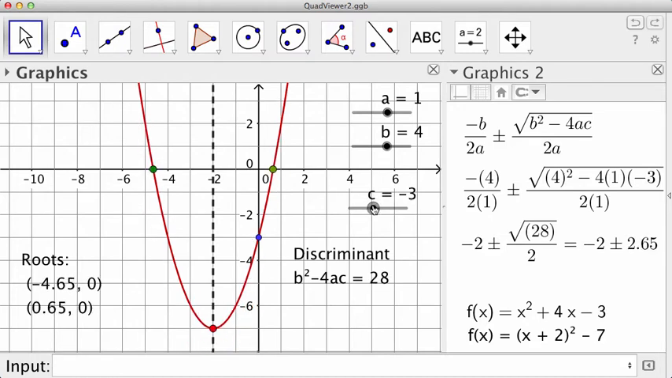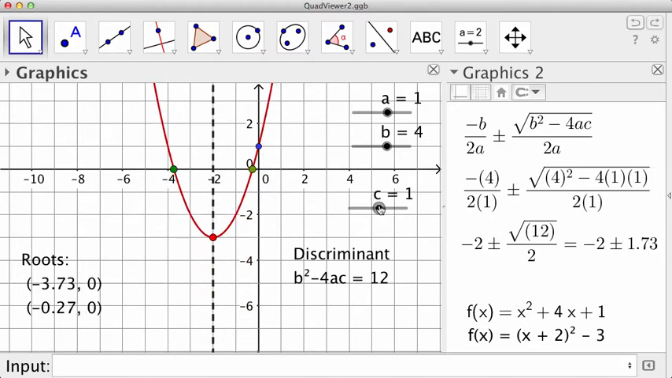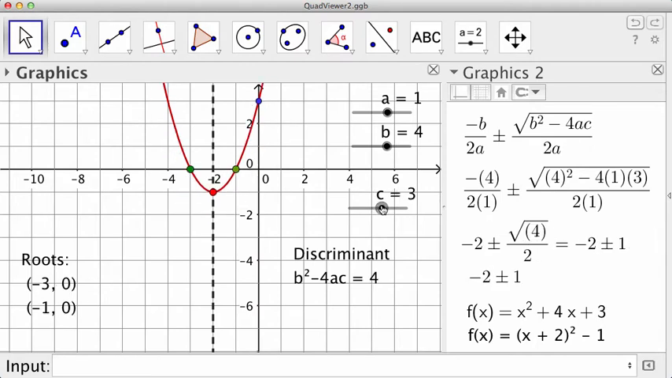Now notice what happens to the roots as we get closer and closer to the x-axis. They are getting closer and closer to each other, and that's because this discriminant is getting smaller and smaller, because b and a are staying the same, but c is getting larger, which means that we're subtracting a larger amount here, which means that the value under the radical is getting smaller. So now we have negative 2 plus or minus 1. So now the roots, instead of being 4 units apart as they were earlier, are now just 2 units apart.